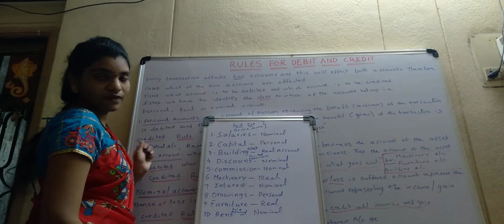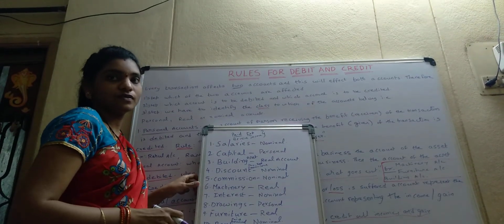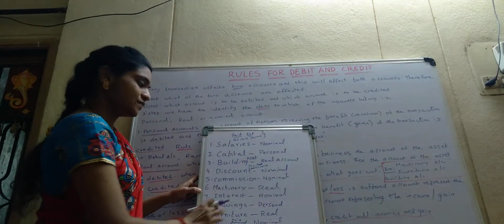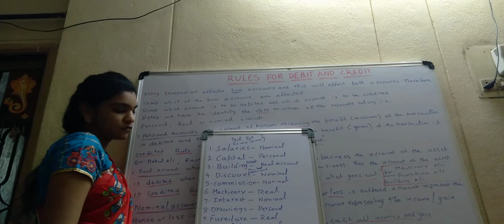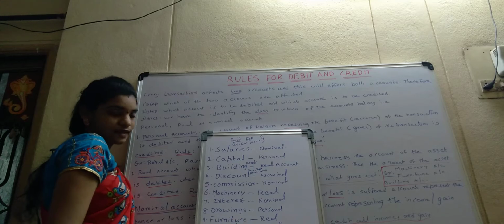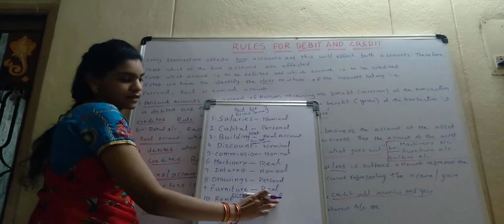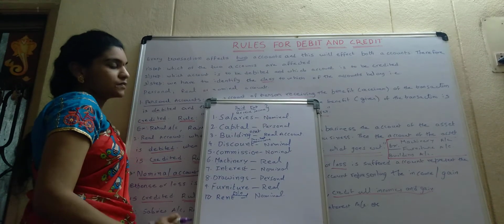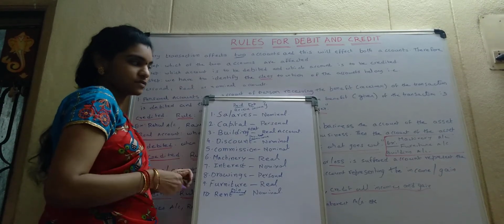If you revise the rules again and again, then it comes to you. Okay? Machinery, real account. Interest, nominal account. Drawings, personal account. Furniture, again I said it comes under real account. Rent, income or expense, comes under nominal account. Okay? In the next class, we are going to write the entries.